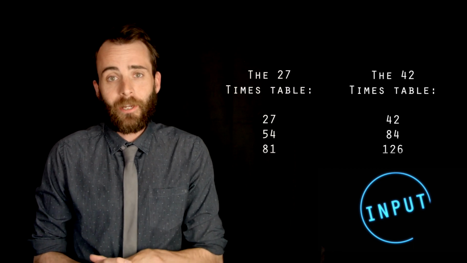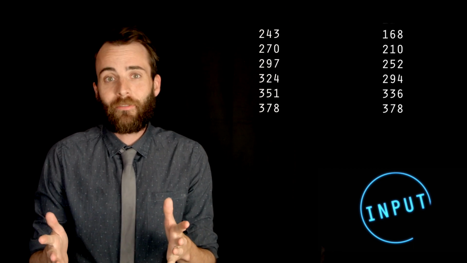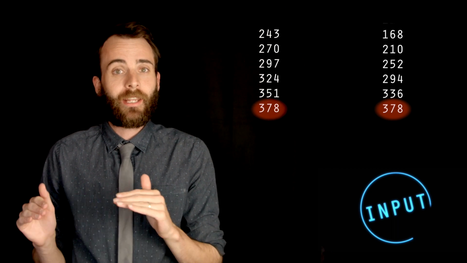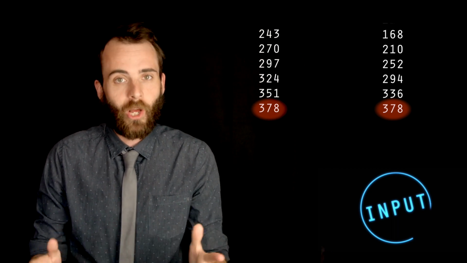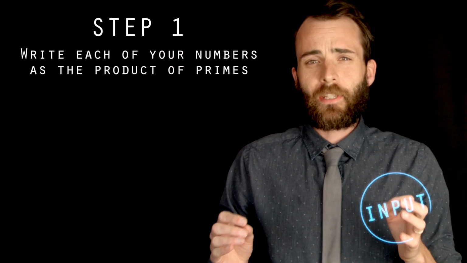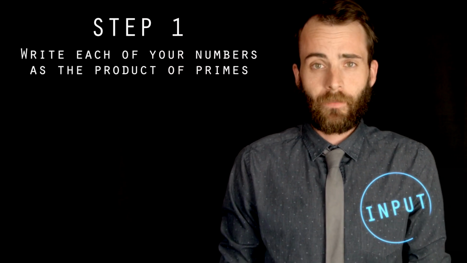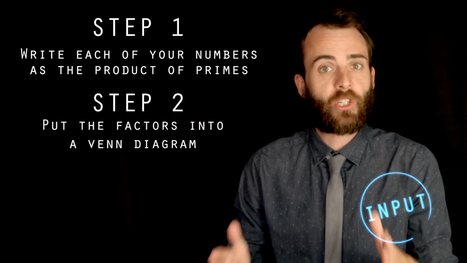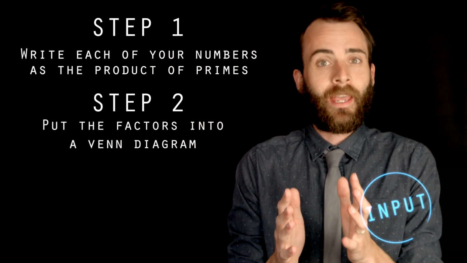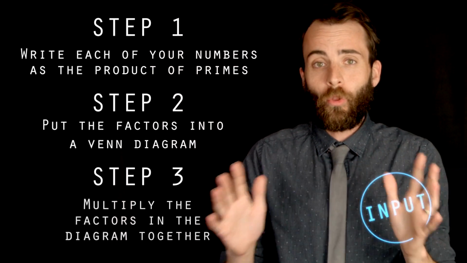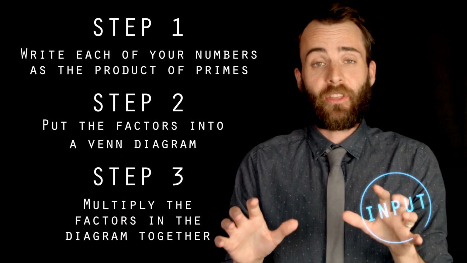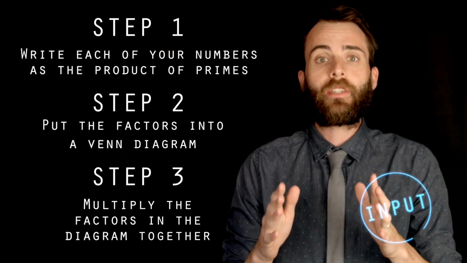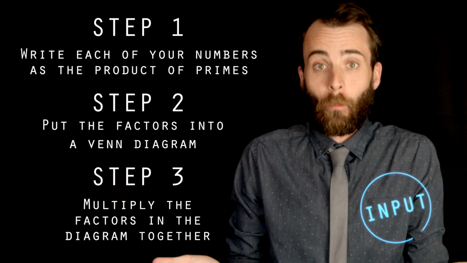And to prove it, here are some times tables I worked out earlier. 378 is the lowest number in both of those lists. Lowest common multiple. So we wrote the numbers involved as the product of prime numbers. We then put these prime factors into a Venn diagram with any that matched going into that overlap. And then we multiplied together all the factors in that Venn diagram, and that gave us the lowest common multiple of our complicated numbers.